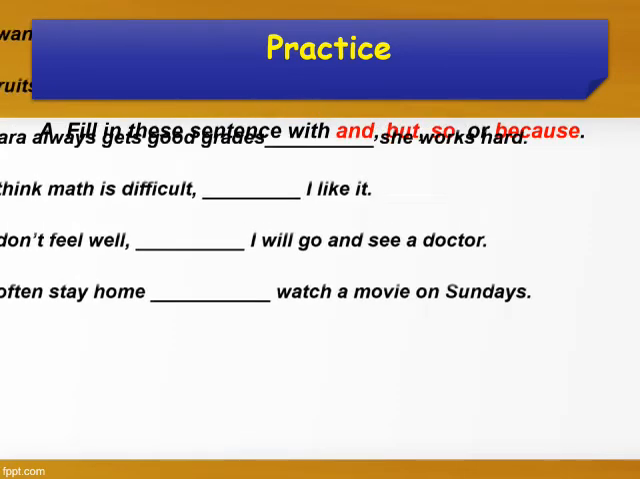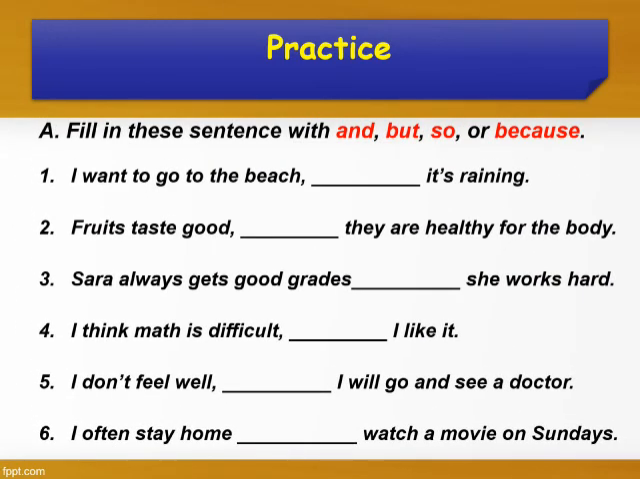Let's now practice using these conjunctions. In the following exercise, I would like you to complete the listed sentences with the correct conjunction: and, but, so, or because. I would like you now to stop the video, think of the exercise and answer, so you can compare your answers with the key answers we shall give later.